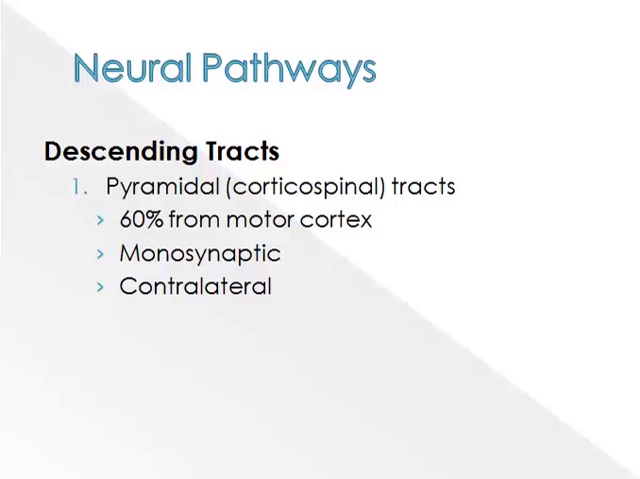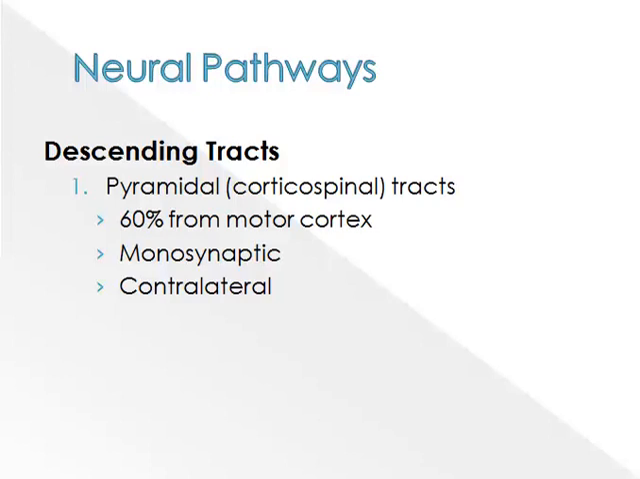We just were looking at the ascending or sensory tracts, and now we have the descending or motor tracts. These are the tracts that are, again, collections of axons, and they originate in the higher order centers and terminate in the spinal cord. The first category of motor neural pathways or descending tracts are the pyramidal or corticospinal tracts. Corticospinal is referring to origin and termination. So cortico is referring to the cerebral cortex, and then termination in the spine.